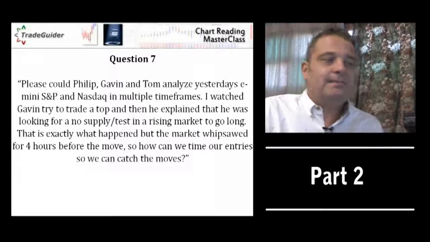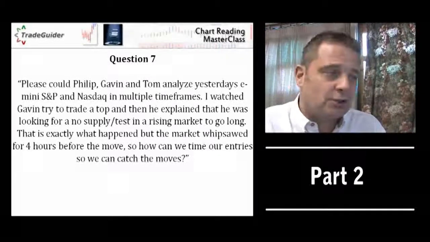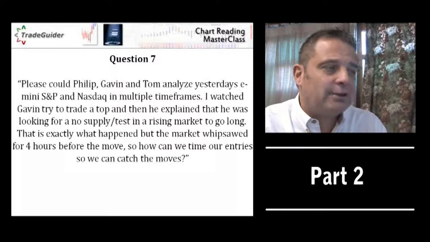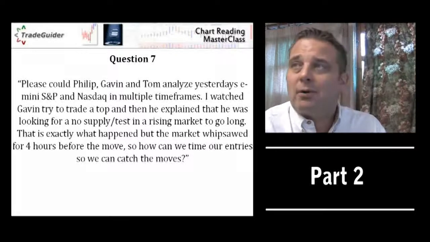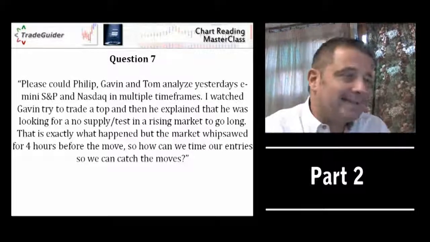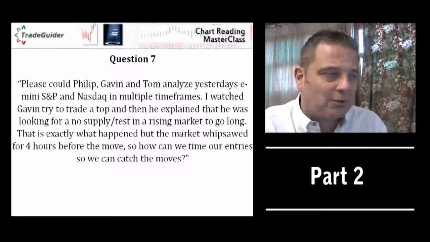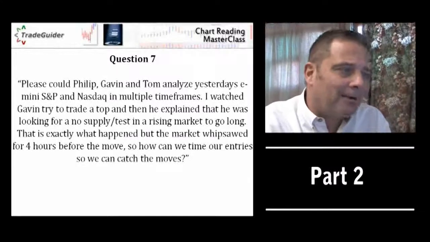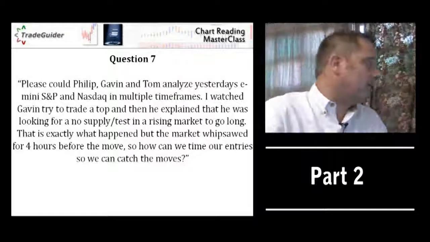It says, please, Philip, Gavin and Tom, could you analyse yesterday's E-mini, S&P and NASDAQ in different time frames? I watched Gavin try to trade a top, and then he explained he was looking for a no-supply test in a rising market to go long. That is exactly what happened, but the market whipsawed for 4 hours before the move, which we know because we were trying to trade it. So how can we time our entries so we can catch the moves? Very good question.